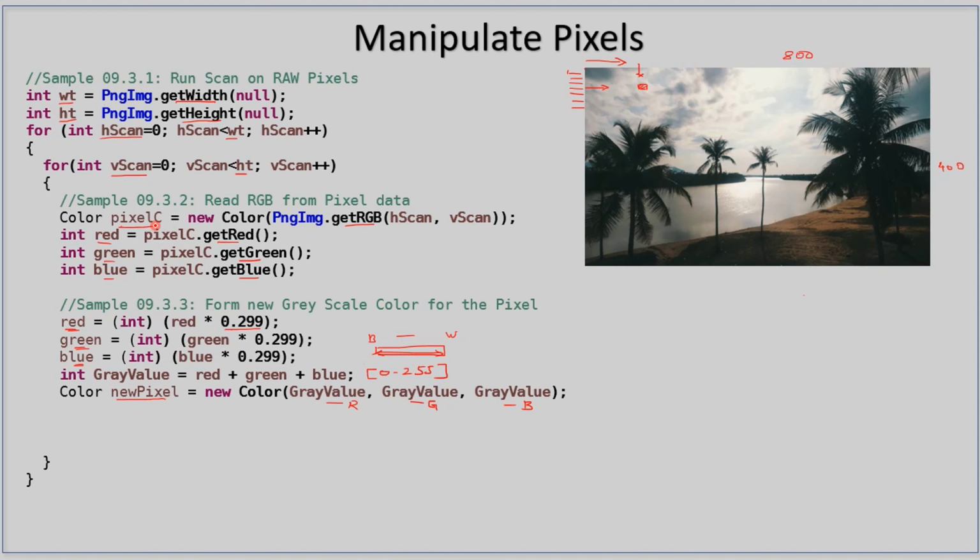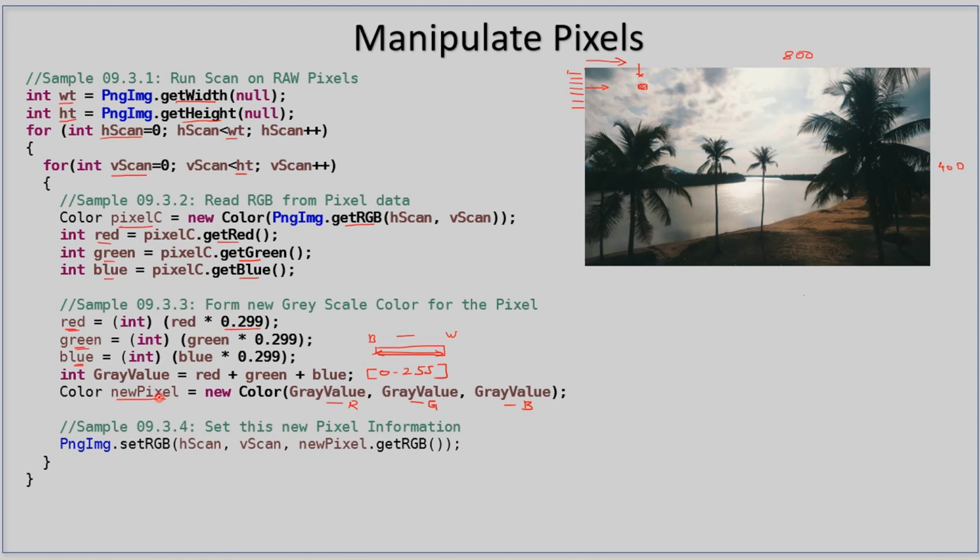This pixel C is the color pixel. Here we applied our algorithm and we get a new pixel, and this new pixel is the grayscaled pixel. In this horizontal and vertical scan, we are doing this for one single pixel. This way we have to do it for all the pixels, all 800 x 400 pixels.